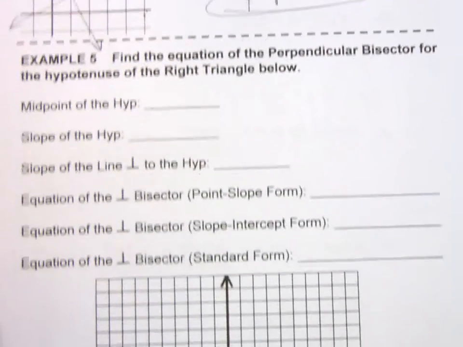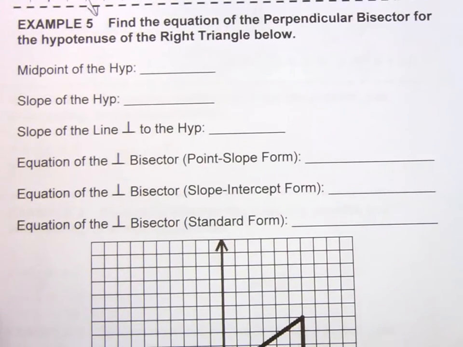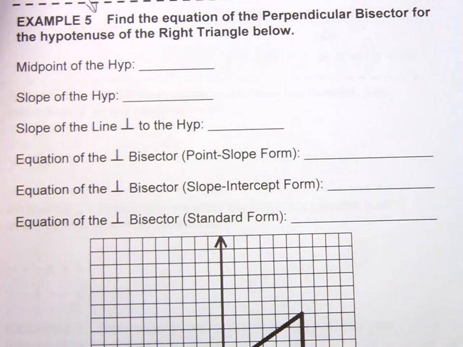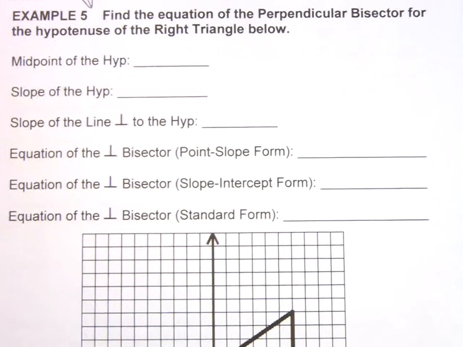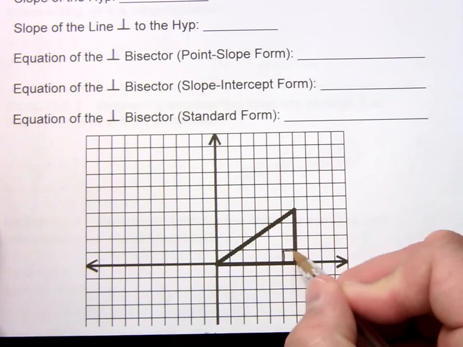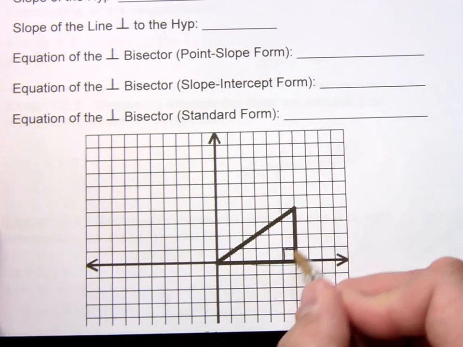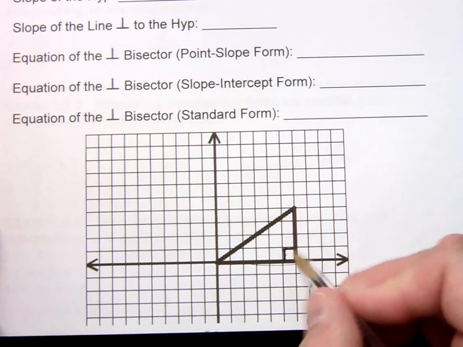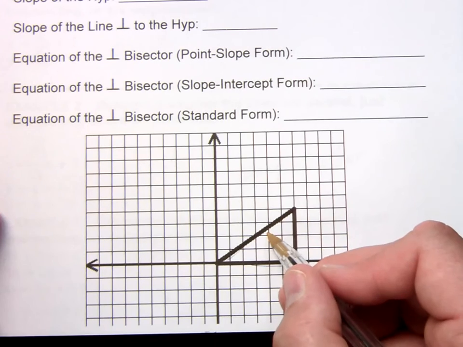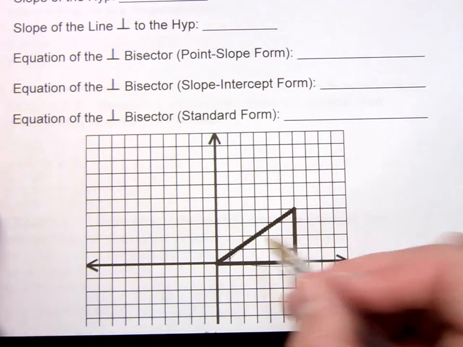Alright, last thing we're going to do is example 5, and this is going to combine pretty much everything we learned about in 11.3 and 11.4. It says find the equation of the perpendicular bisector for the hypotenuse of the right triangle below. So here's a right triangle. This is your right angle right here, because a vertical line and a horizontal line are going to be perpendicular to each other. So that means this is the hypotenuse. We want the equation of the perpendicular bisector of that hypotenuse.